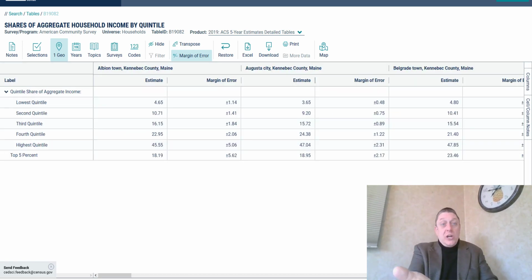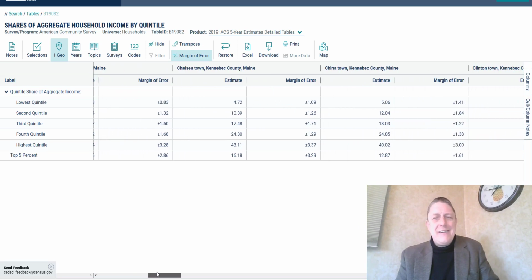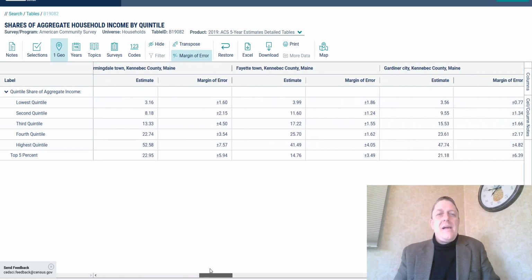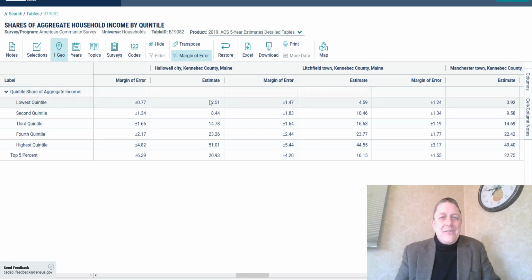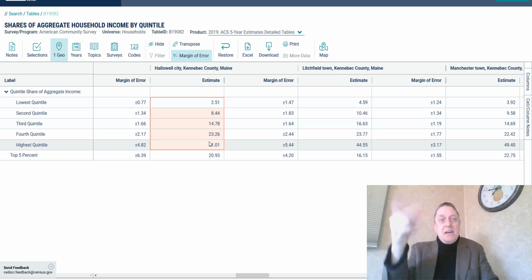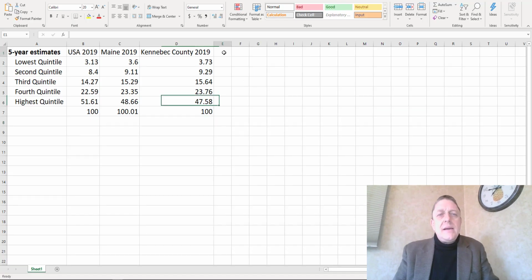Okay, so we could go with Augusta, Belgrade, which is to the north of Augusta, great town, Benton. Belgrade's got a lot of great lakes. China, Chelsea, Clinton, Farmingdale, Fayette, Gardner. Oh, Hallowell. So let's look at Hallowell. Okay, so there's Hallowell there. It's got some funky cafes and things like that. And we could say within Kennebec County, Maine, we'll look at Hallowell. And then we could paste that in.